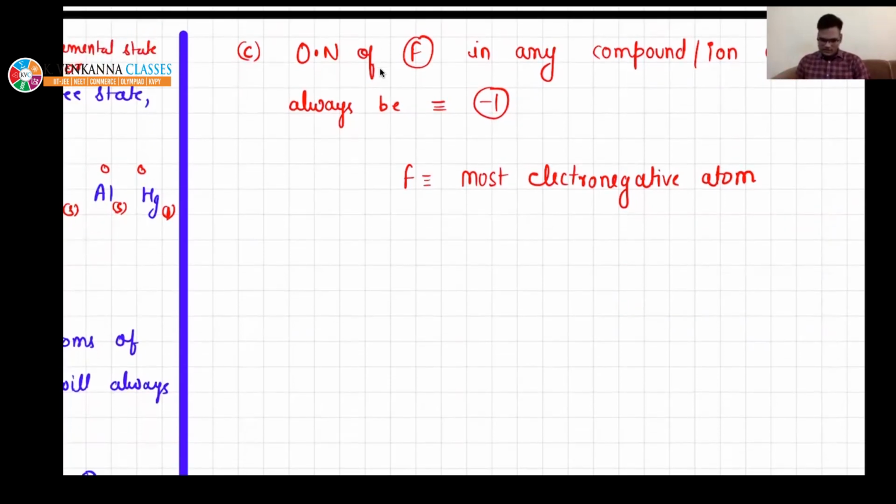Then B, C, D. So you need to apply these rules in the manner I am writing. That will help you to solve the question even if you do not have complete information. The next is, do you understand alkali metals and alkaline earth metals?